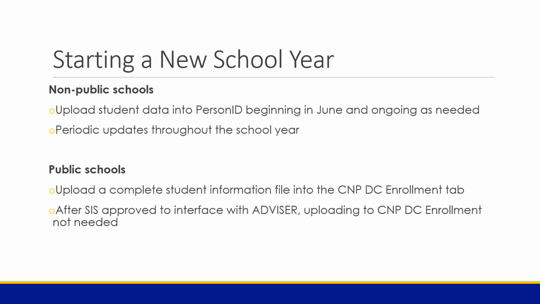In order to keep match lists current for the duration of the school year, periodic updates to Person ID need to be done. Public schools, on the other hand, must upload a complete student information file into the C&P Direct Certification Enrollment tab. After the school's student information system is approved to interface or communicate with Advisor, the upload of enrollment information in the DC system is no longer needed because automatic daily updates or communication between Advisor and the DC system will take place.